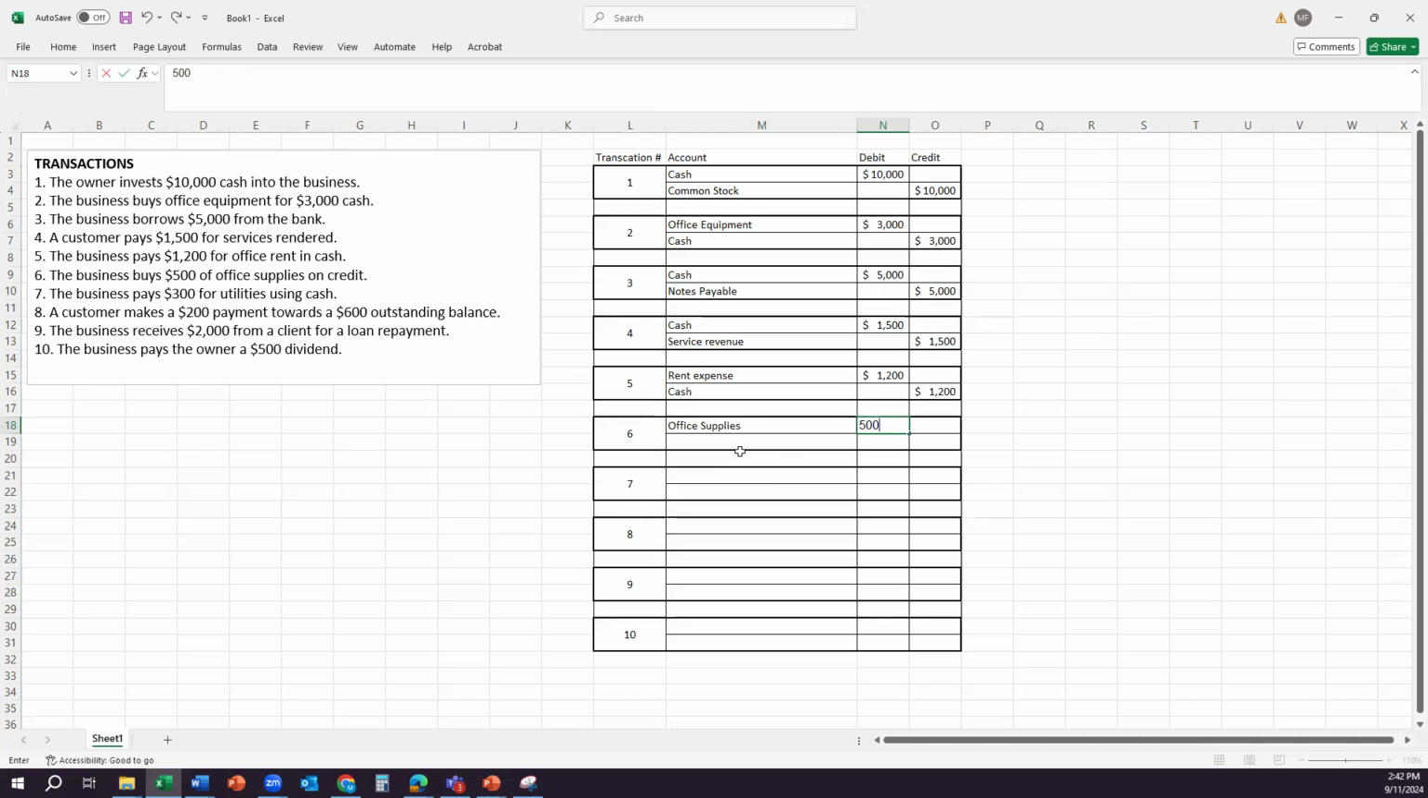I mean, with a debit because they're an asset. And then our accounts payable will increase, and it's a liability. So liabilities increase with a credit.